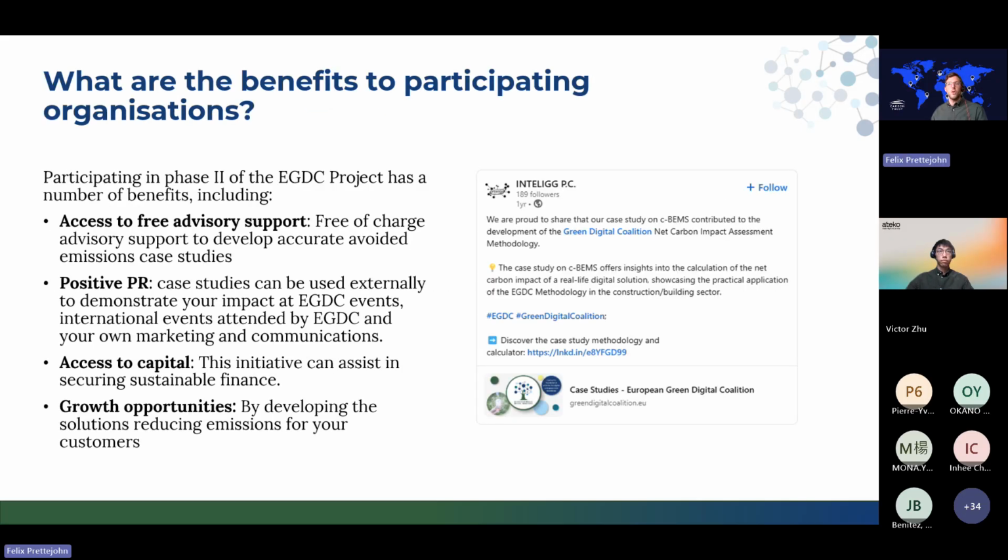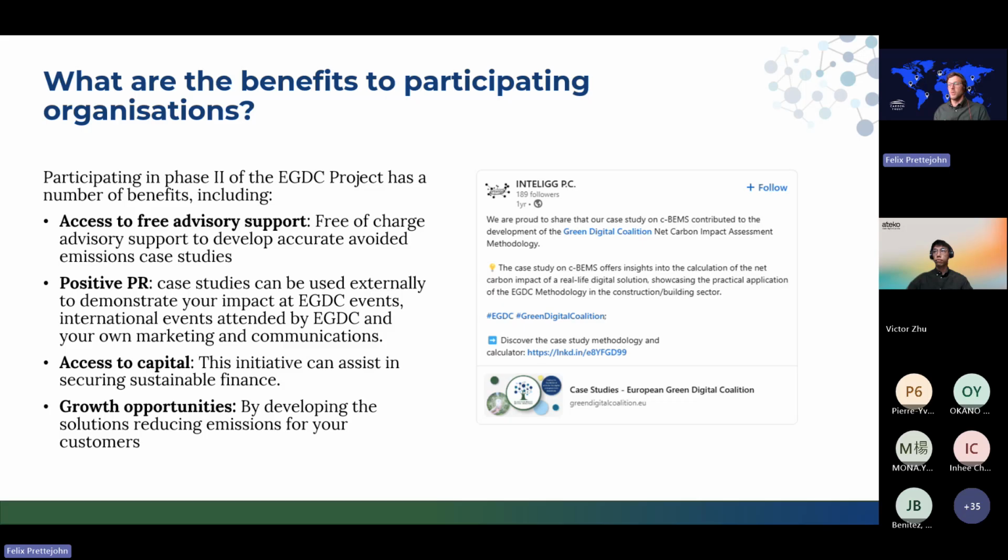So before we jump into all of the case study eligibility requirements and data requirements, first we just want to make sure it's clear what are the benefits to you for participating? So the EU Commission have provided significant funding for this project, and this is provided so that you can help you develop your case studies. So it's a really good opportunity to take advantage of that funding and the free advisory support that's being offered.